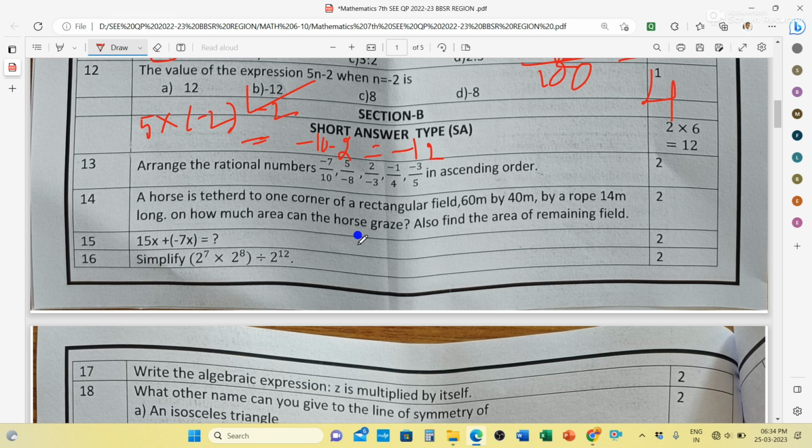Then question number 14. A horse is tethered to one corner of a rectangular field 60 meter by 40 meter.